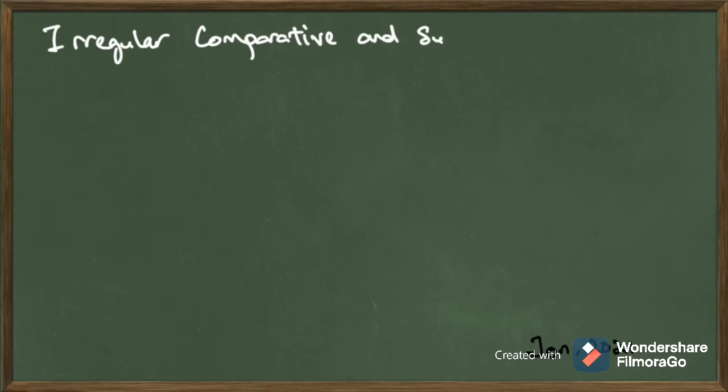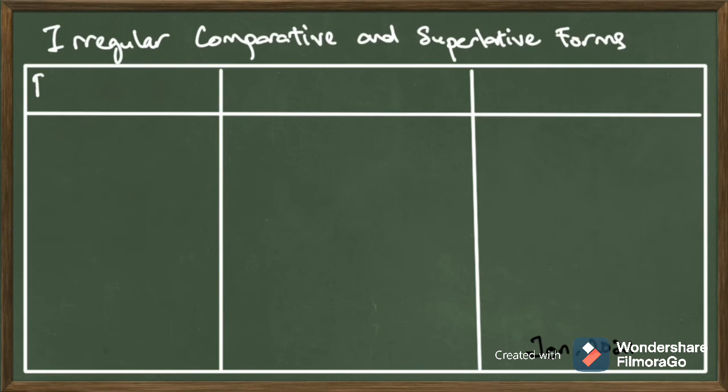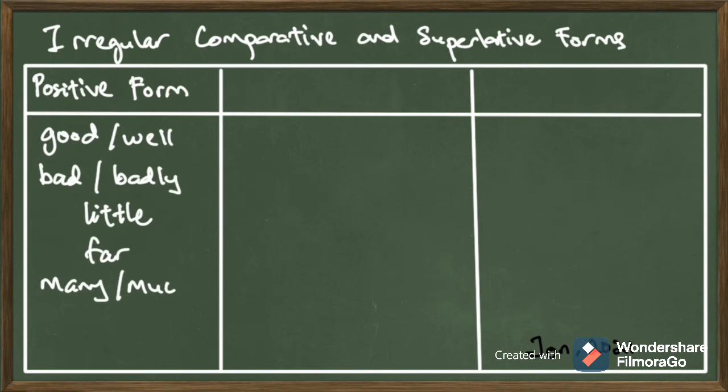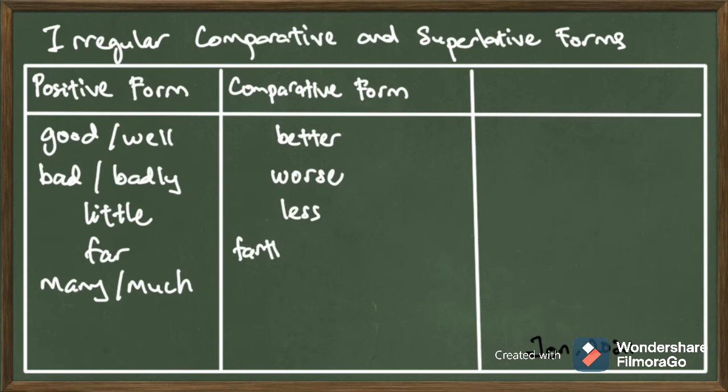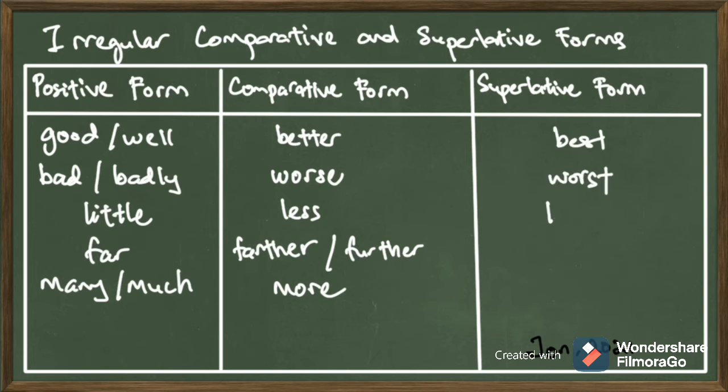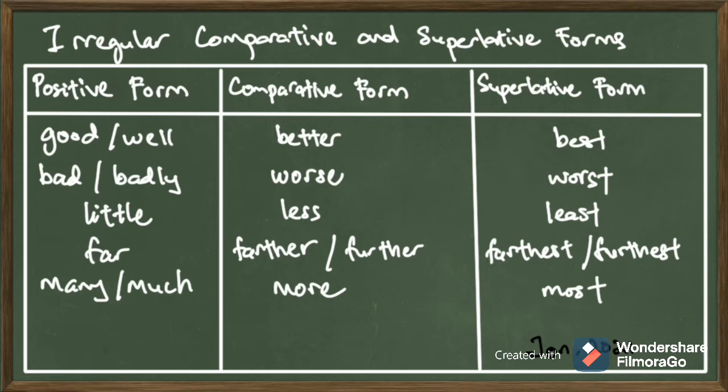What about the irregular comparative and superlative forms? On the furthest left is the positive form, in the middle is the comparative form, and on the right is the superlative form. As you can see, there are changes in the spelling. It's not a matter of just adding ER, adding EST. Ada perubahan ejaan berbeza dengan yang sebelum ni, di mana kamu hanya tambah ER, tambah EST macam tu.